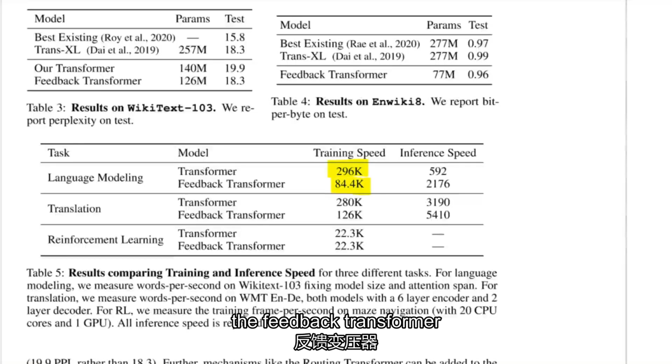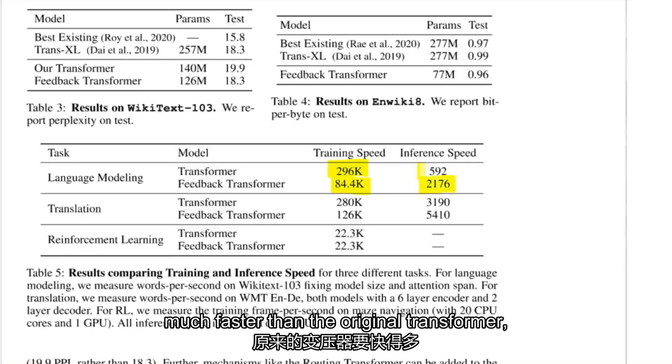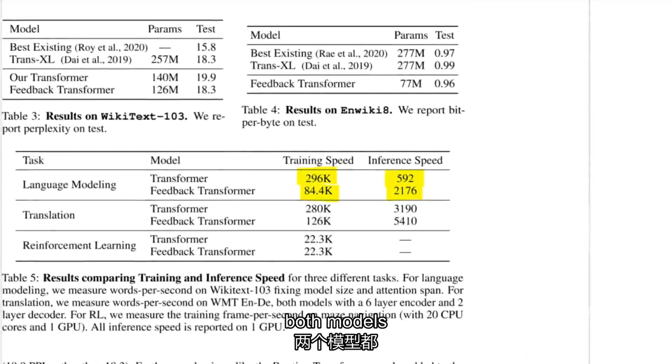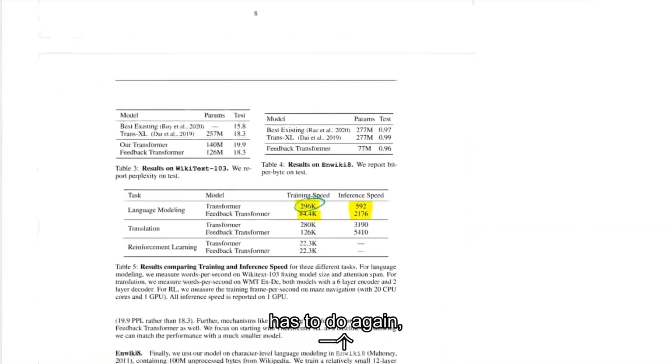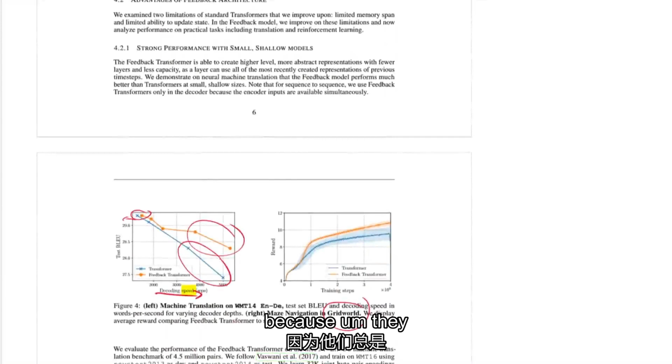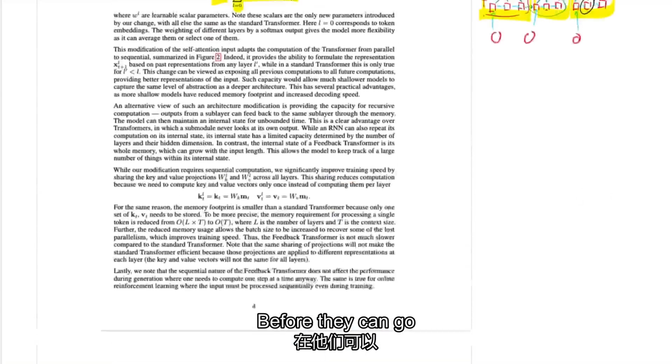However, the feedback transformer in the inference speed is much faster than the original transformer, because at inference, both models need to do it token by token because they are autoregressive. Whereas in training time, the original transformer can do it in parallel, where the feedback transformer has to do, again, token by token, because they always have to compute all the layers for one token before they can go to the next token.